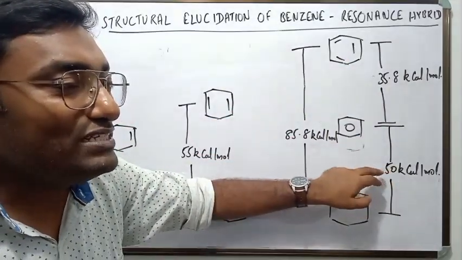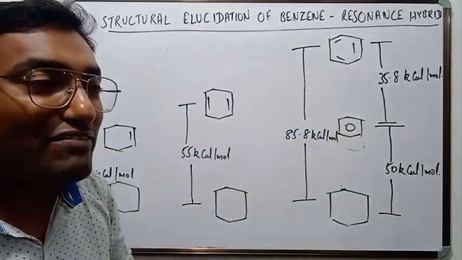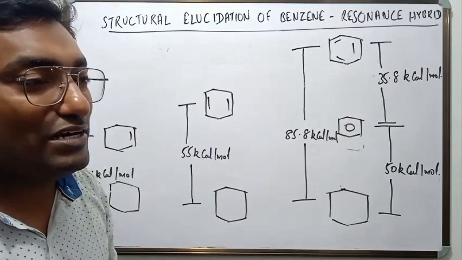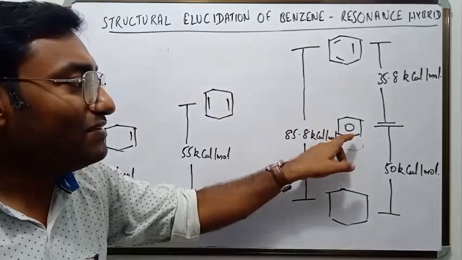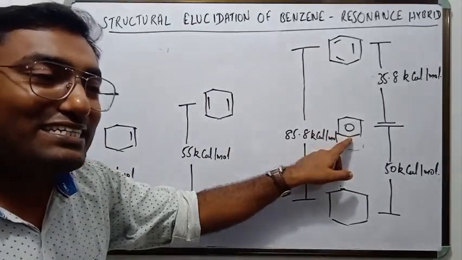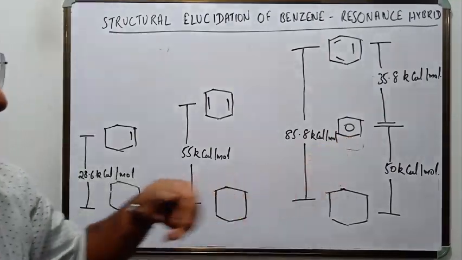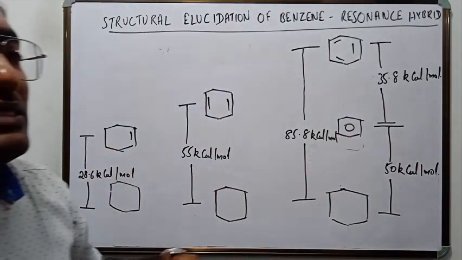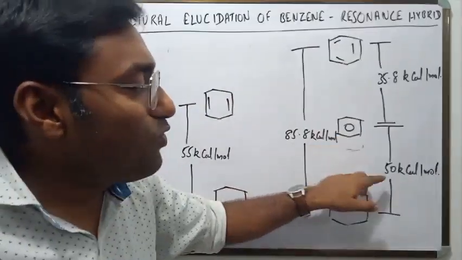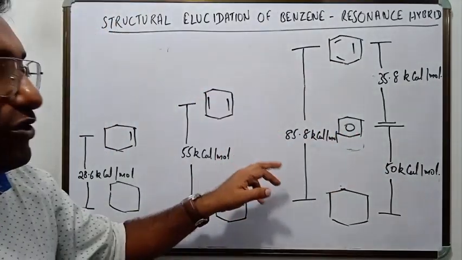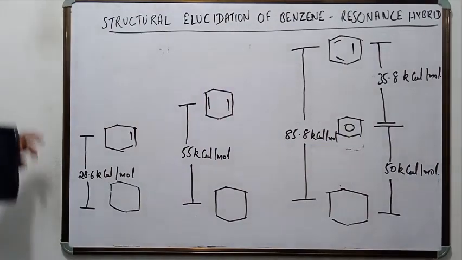That means there is some mechanism by which the actual benzene which we have at hand is attaining stability. And there is only one way it can attain stability within itself. That is delocalization of electrons. The only way to attain stability inside the molecule itself is by delocalizing its 6π electrons. So that is a proof of delocalization of electrons, or that is a proof of resonance within the benzene molecule.